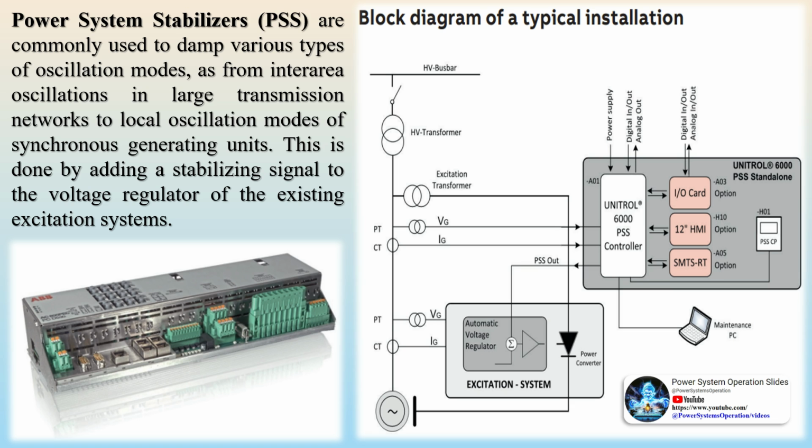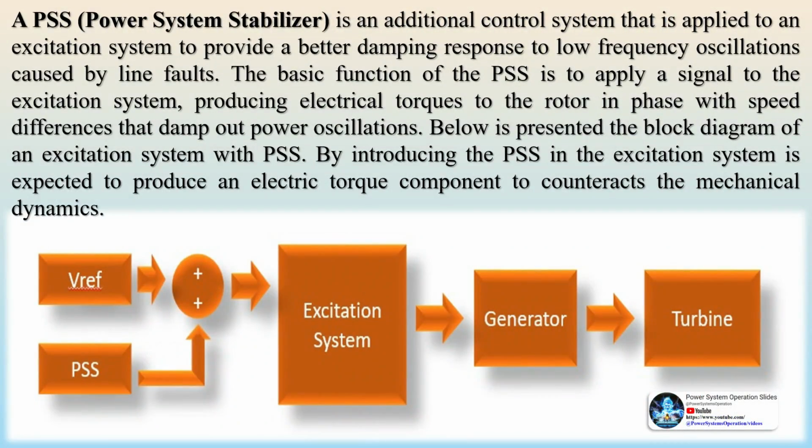Applications of PSS in large power plants: PSS is commonly used in large thermal and hydroelectric power plants where maintaining grid stability is crucial. In interconnected power systems, PSS is particularly important because oscillations can propagate across the network, affecting multiple regions. In renewable energy integration, with the increasing penetration of renewable energy sources, PSS helps manage the variability and uncertainty associated with wind and solar power generation.